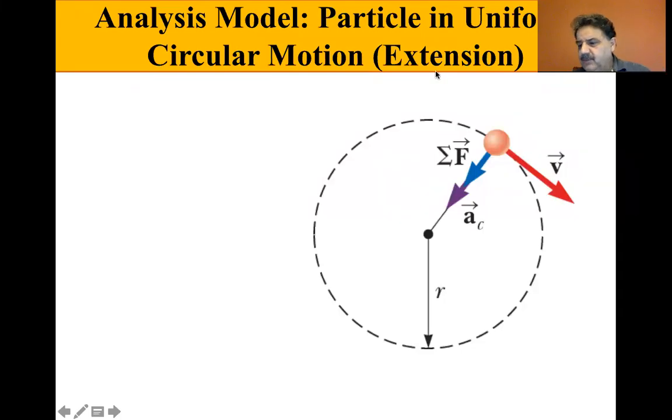Okay, we're continuing with section 6.1, extending the particle in uniform circular motion. This is the second part, and we're going to talk about some analysis models.